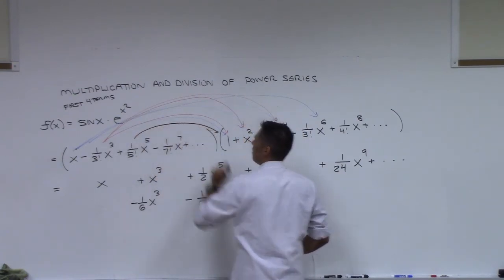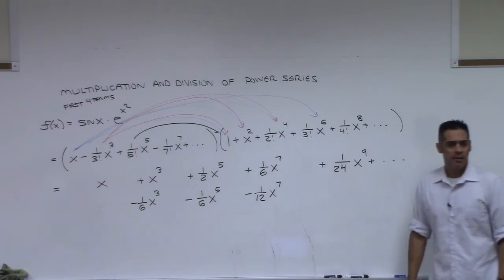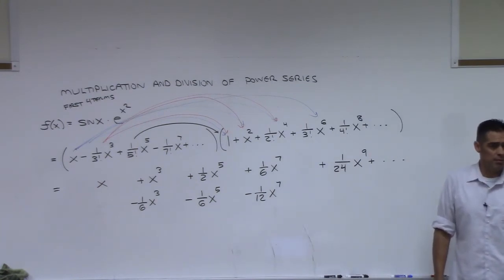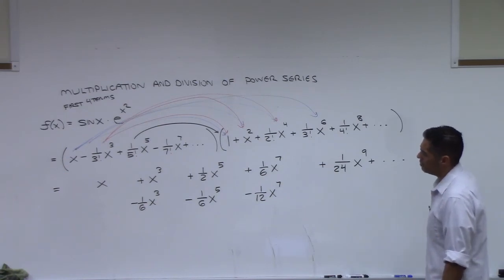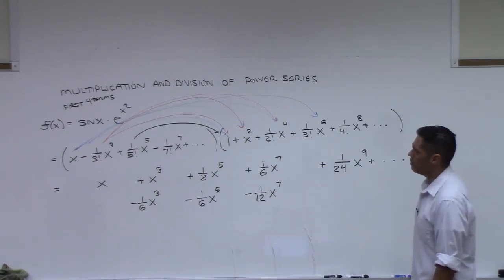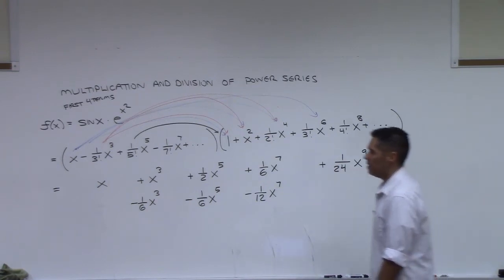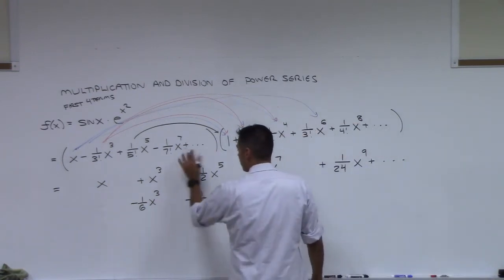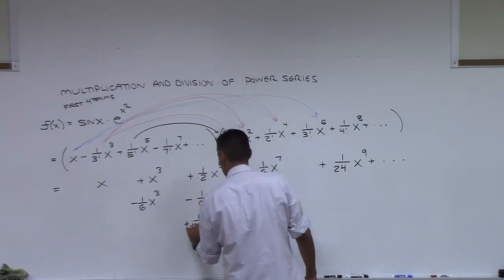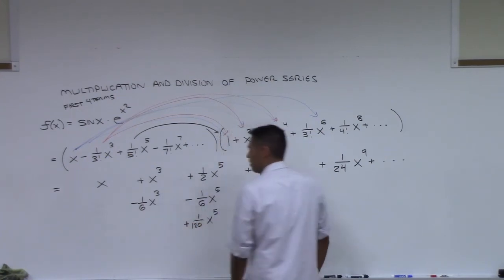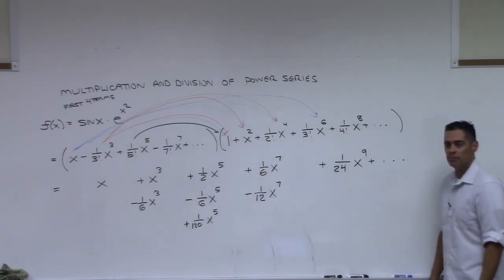Let's go this one now. Here to here. What power am I going to get? X to the fifth. I need to include this one, don't I? So what's that going to be? 1 over 5 factorial. What's 5 factorial? 60. Times 2 is 120. So that's going to be 1 over 120 x to the fifth. So that's going to go under the fifth powers. So plus 1 over 120 x to the fifth. Do y'all see that? Yes?